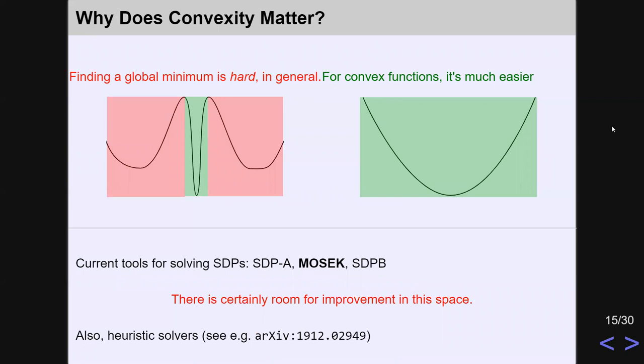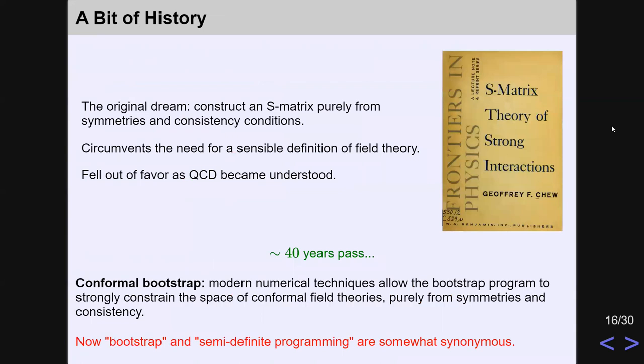So you expect that you're going to be able to relatively quickly find the true global minimum. And there are a bunch of different software packages for solving SDPs. Some examples given there, Mosek is the one used for results in this talk. There's certainly some room for improvement in this space. So in the past, physicists who have had to solve SDPs have eventually gone and written their own solver. And there's a huge space of possible solving algorithms that is relatively underexplored.